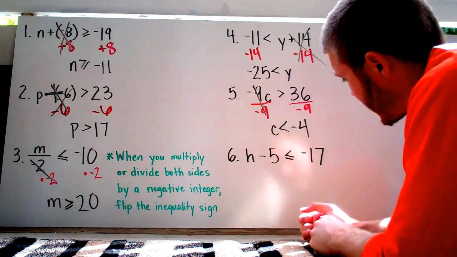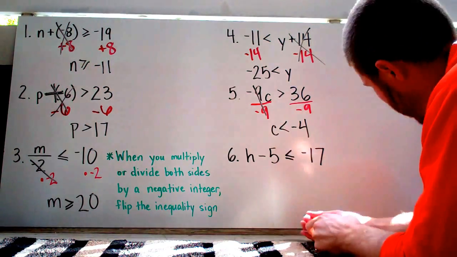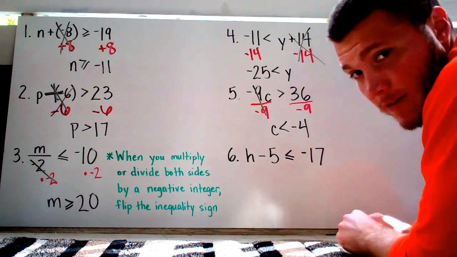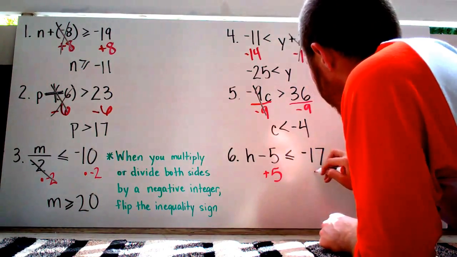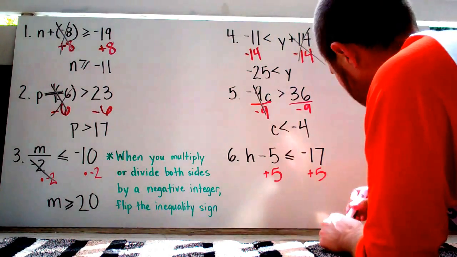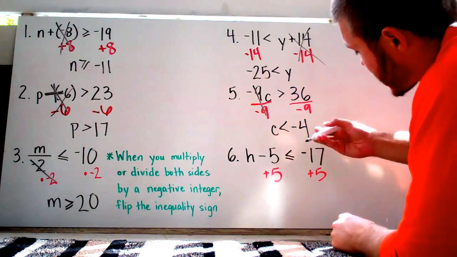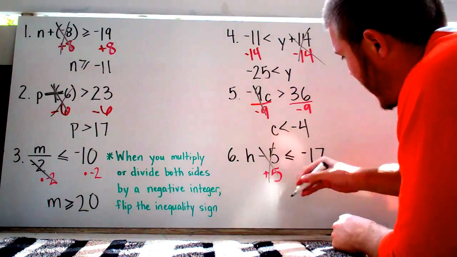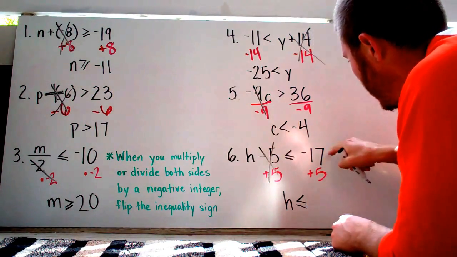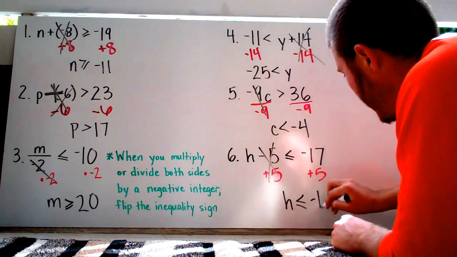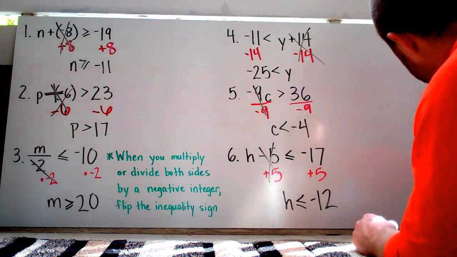And then number 6. H minus 5 is less than or equal to negative 17. All you do is the inverse. So the opposite of minus 5 is plus 5. So I'm going to do that on both sides. These are going to cancel out. So I have h all by itself, less than or equal to negative 17 plus 5, negative 12.